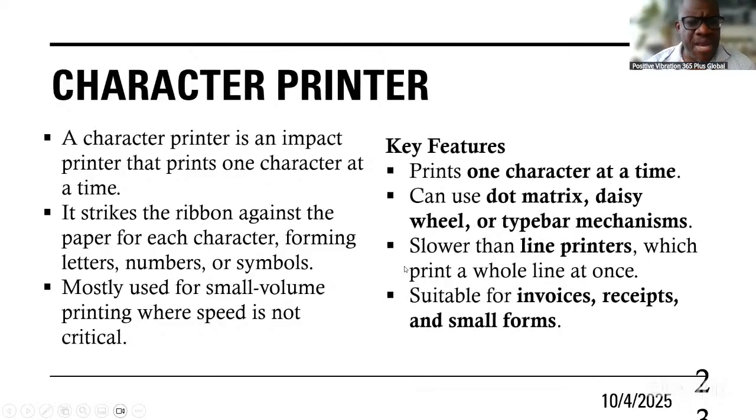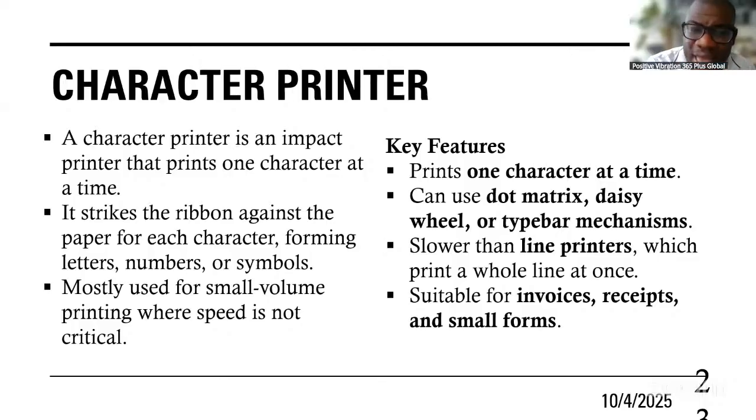So if we could, I like to sum them up in our features so that it summarizes the key bits. When I put something in a box, it's important. That's the way you want to remember when you study. You know what I mean? So, it prints one character at a time. It can use a dot matrix, daisy wheel or type bar mechanism.